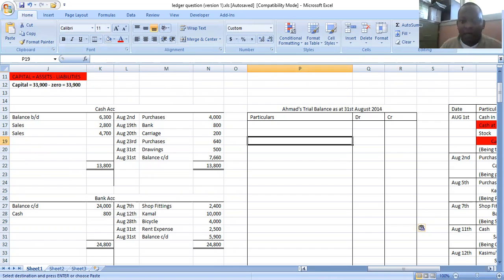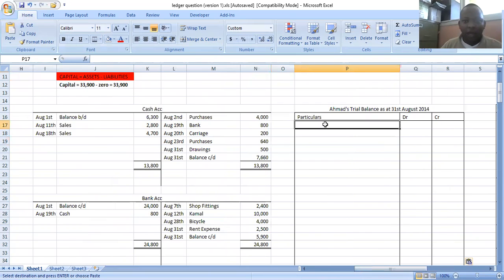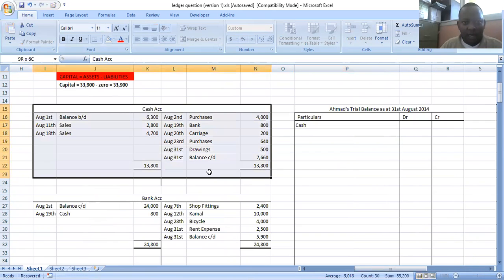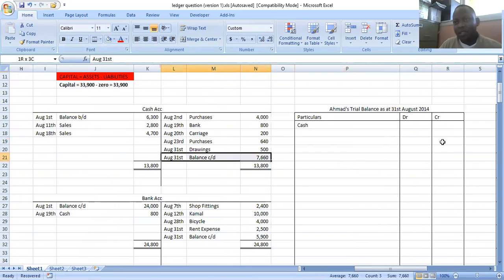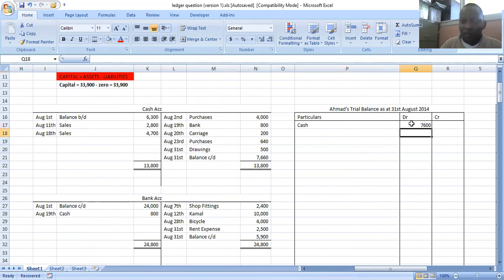So you prepare the trial balance in this case. So we have cash. The first account is cash, and the balance we found for cash was 7660, which is a debit balance. So we have it here. Then the other account we have is bank. The balance we saw for bank is 5900, which is a debit balance. So you have it here, 5900.